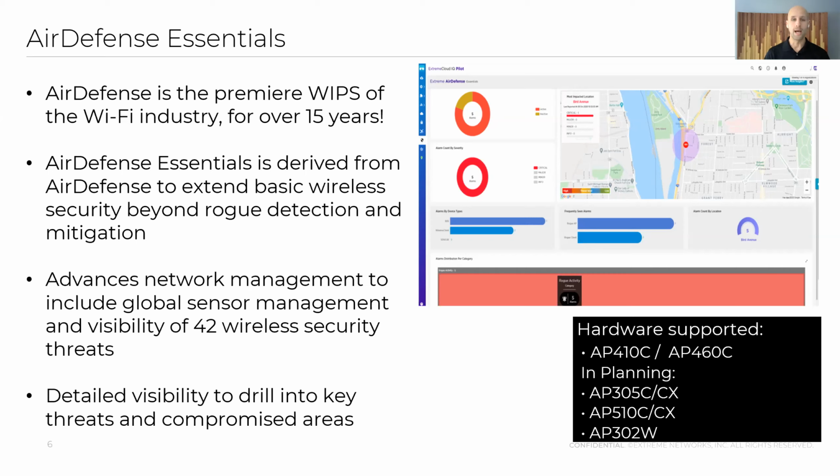So we can do rogue access point detection. We can even do termination and mitigation of those. And we can also watch the air for up to 42 different security threats for wireless exploits, security exploits, things of that nature, where we can get visibility into those items so that we know what's happening on the Wi-Fi and we can take action upon it.